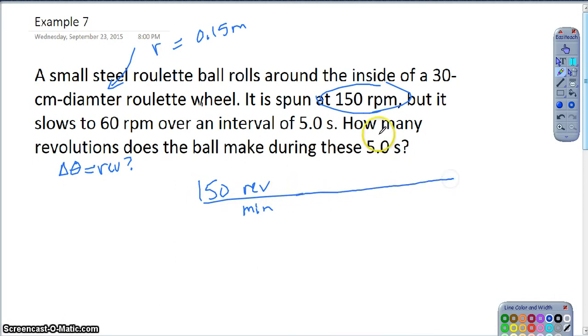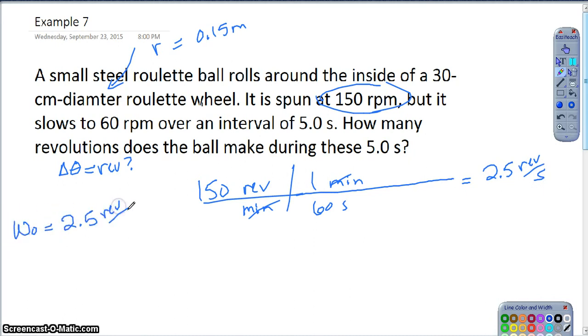In this case, however, the question actually asks us how many revolutions does the ball make. So rather than converting it to radians per second, I'm actually going to just find how many revolutions per second it makes. And so in other words, I'm just going to convert minutes to seconds. So the only change I'm making there is my minutes to seconds. So 150 divided by 60 is 2.5 revolutions per second. So my initial angular velocity is 2.5 revolutions per second.